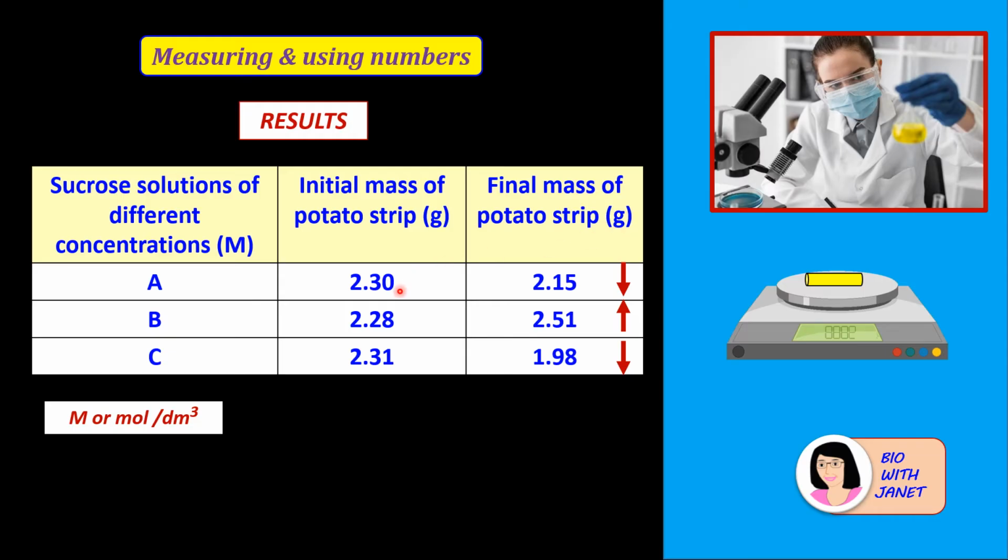For A, from 2.30, the final mass becomes 2.15. So from the initial mass of 2.30 to 2.15, there's a decrease in mass. For B, initial mass is 2.28 grams and final mass is 2.51 grams. So from 2.28 to 2.51, there's an increase in mass. And lastly, for C, 2.31 to 1.98. So from this value to this, there's a decrease in mass, right?